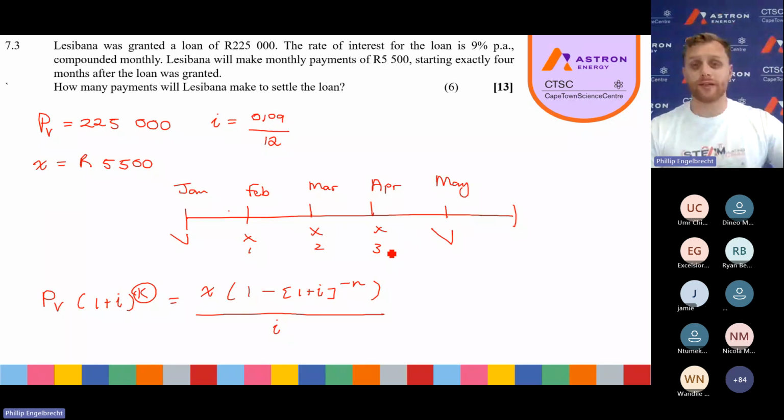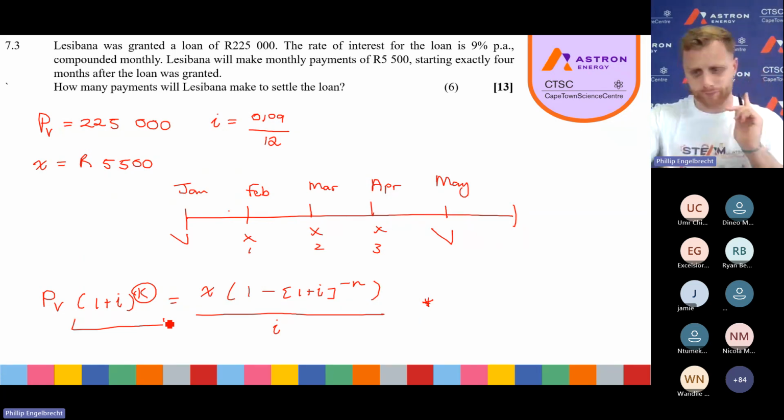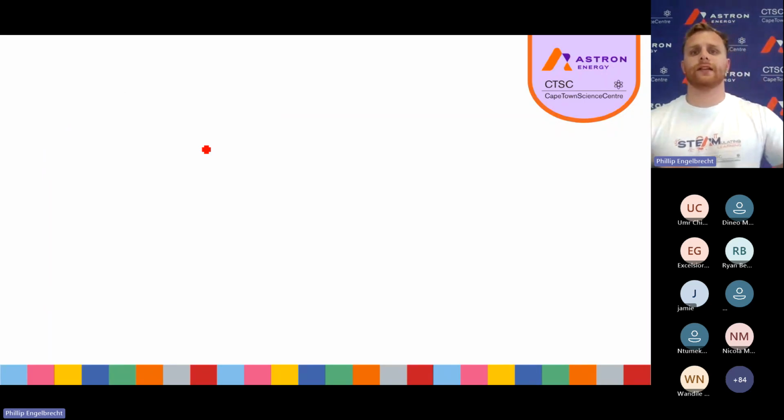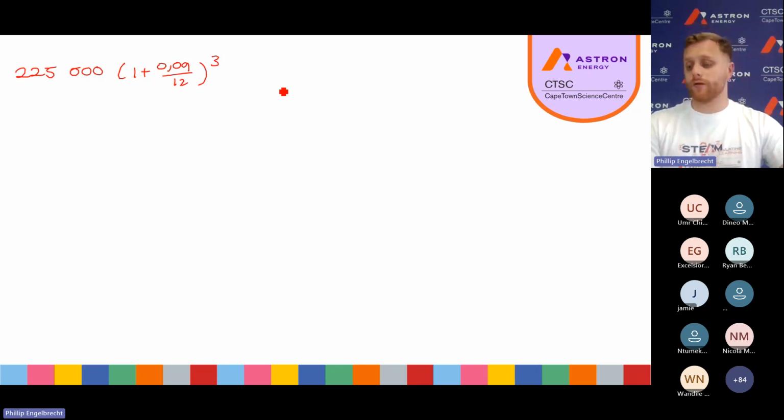Anyways, so this is now the new formula. Why? Remember, over here I have missed payments. When you miss payments for the present value, that amount that you owe starts growing. So let's get started. How much did I get from the bank? Well, I got 225,000 Rand. And on top of that, I missed 3 payments. So that 225,000 Rand grew over those 3 months.